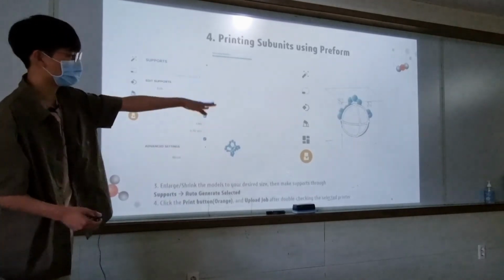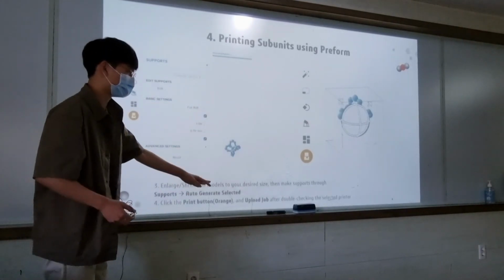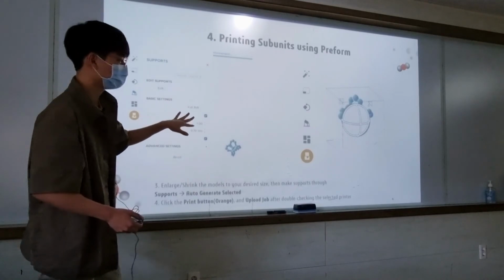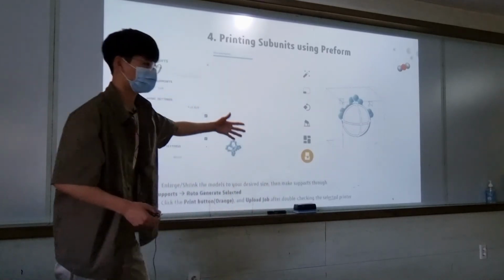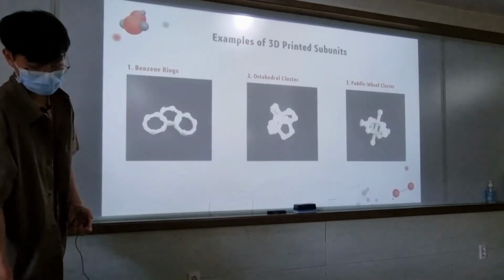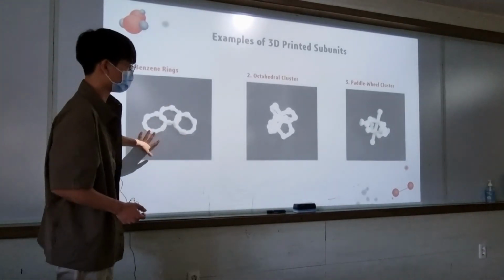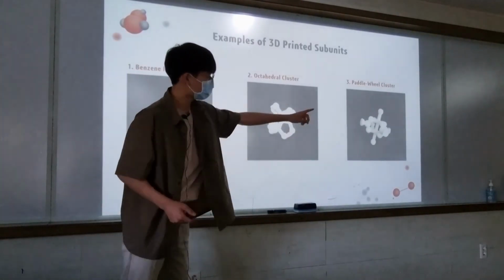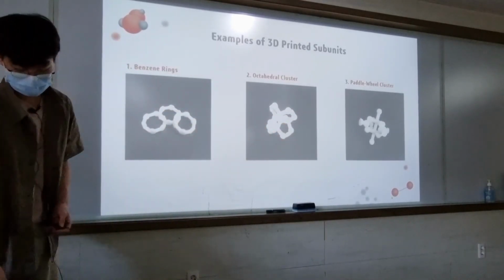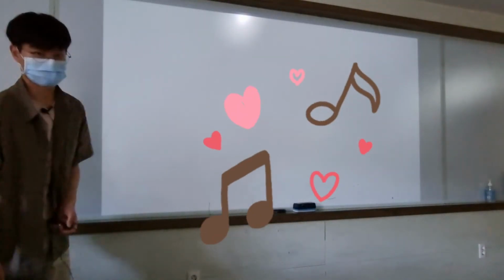And once you finish this, you should double check that the printer you set is right, and then click this, which prints it out. And once it's finished, you can retrieve it like this. So these are the benzene rings, the octahedral cluster, and the paddle wheel cluster. Yeah, so that's it. Thank you.